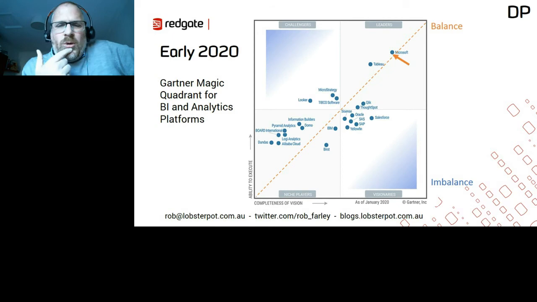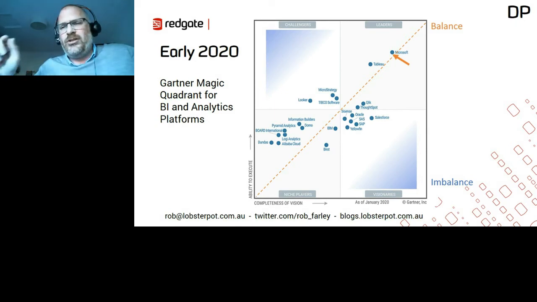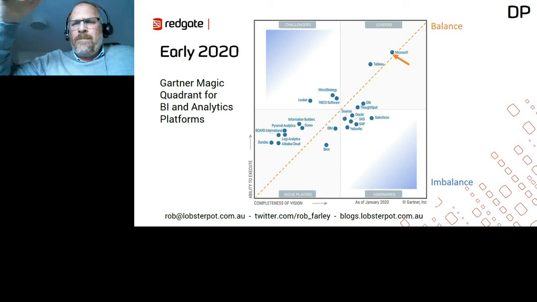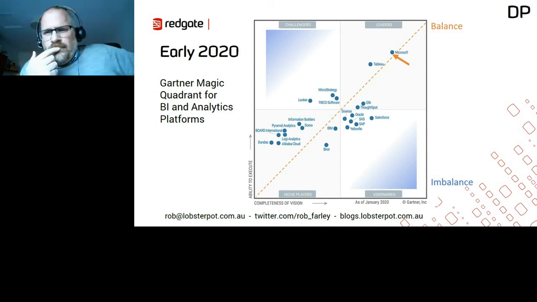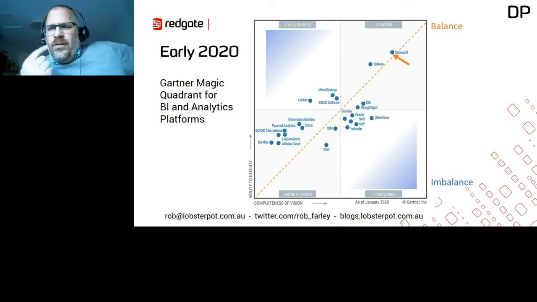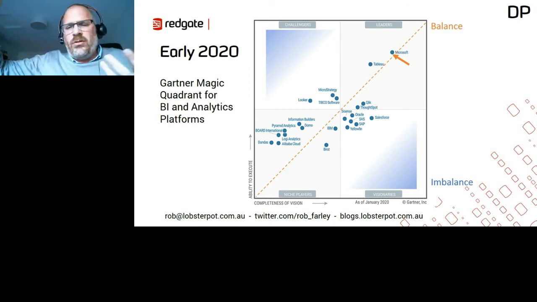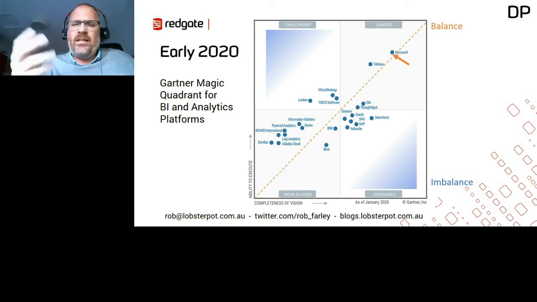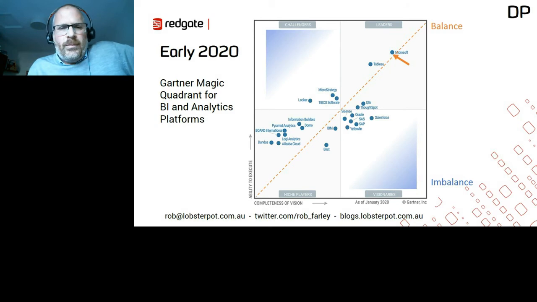You might have fantastic completeness of vision. I mean, if I go back a few years to when Power BI had just come out and Microsoft had pushed way forward on the completeness of vision, but their ability to execute wasn't quite there. The concept of visionary is an interesting thing. More on that as we go. But certainly, if you're balanced, you might not be as strong as you could be, but the balance, I think, is important.